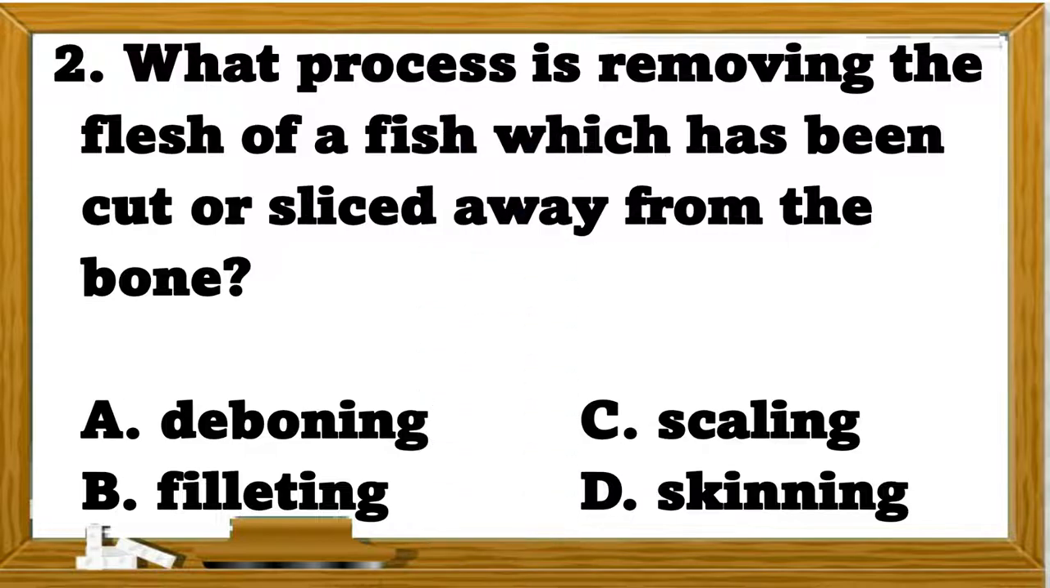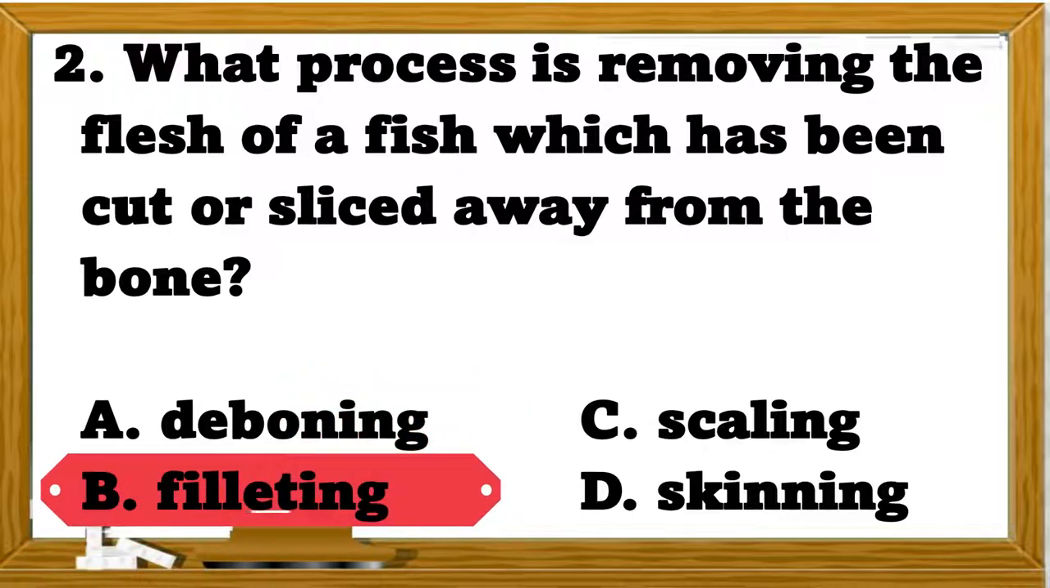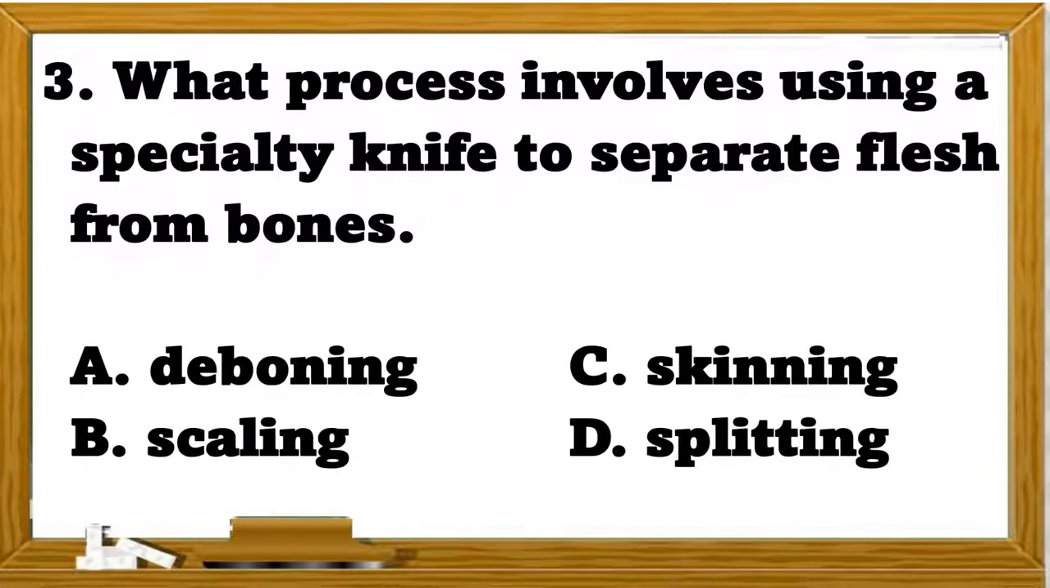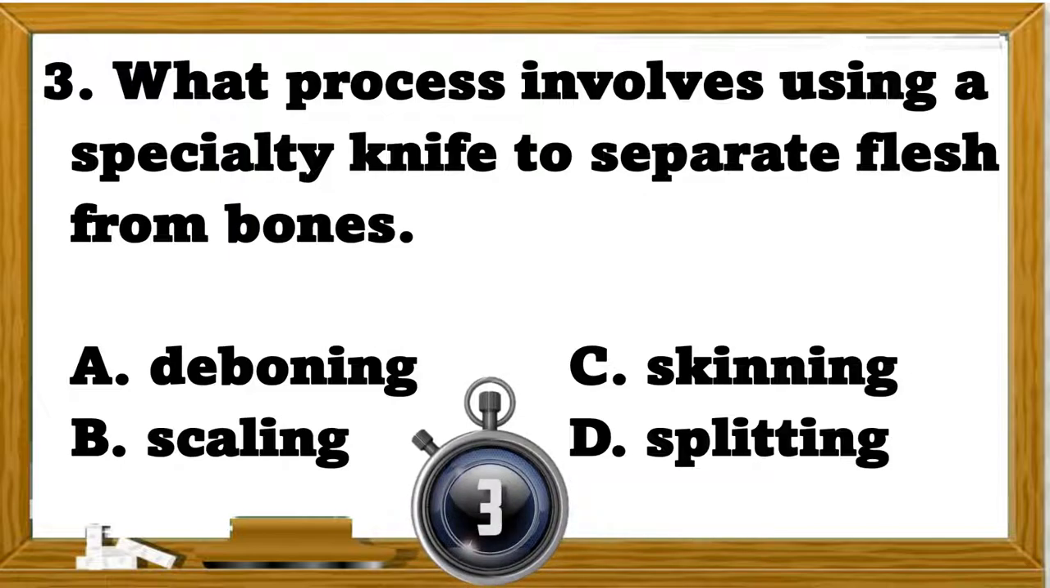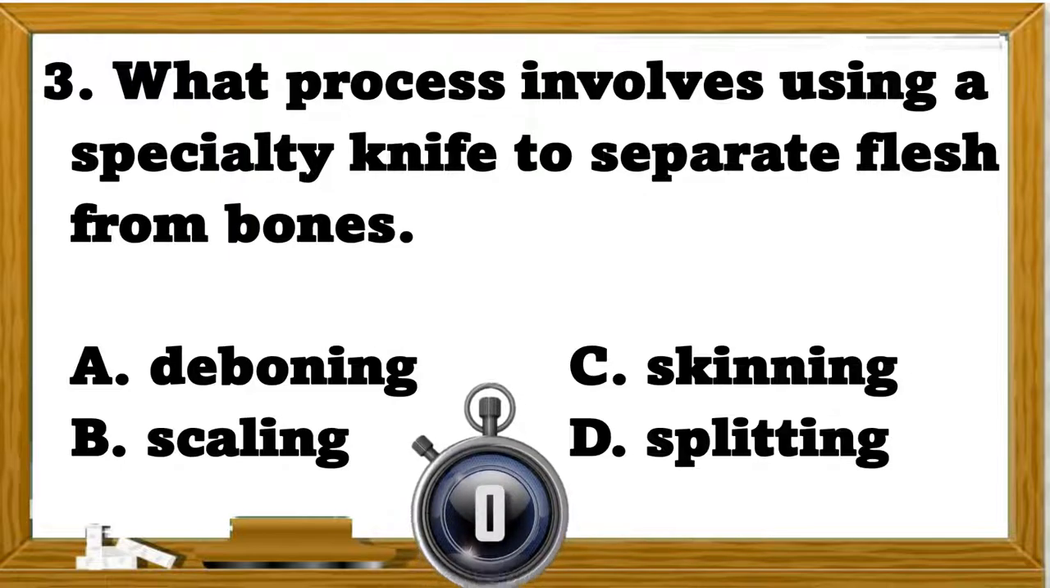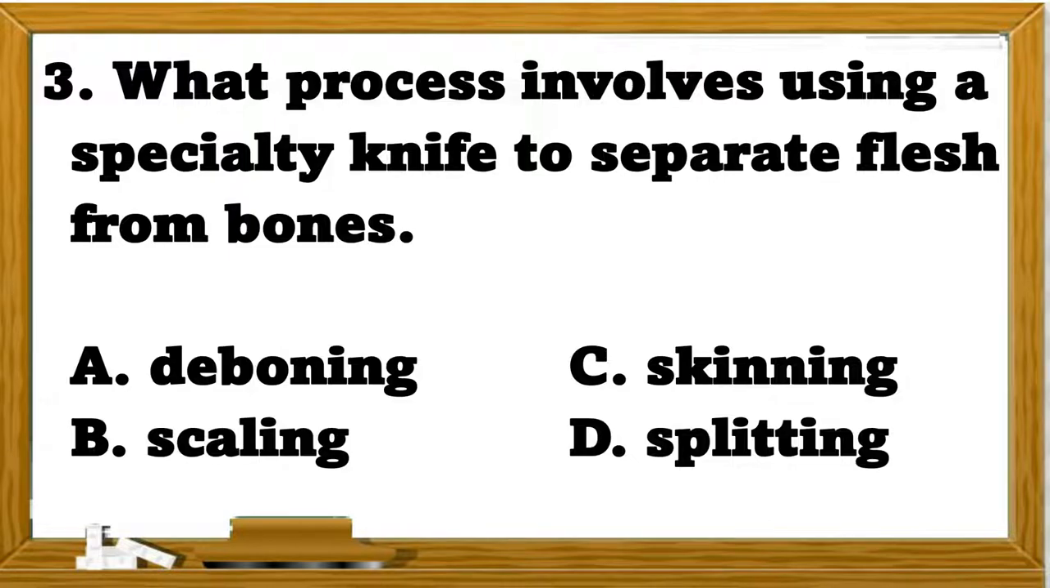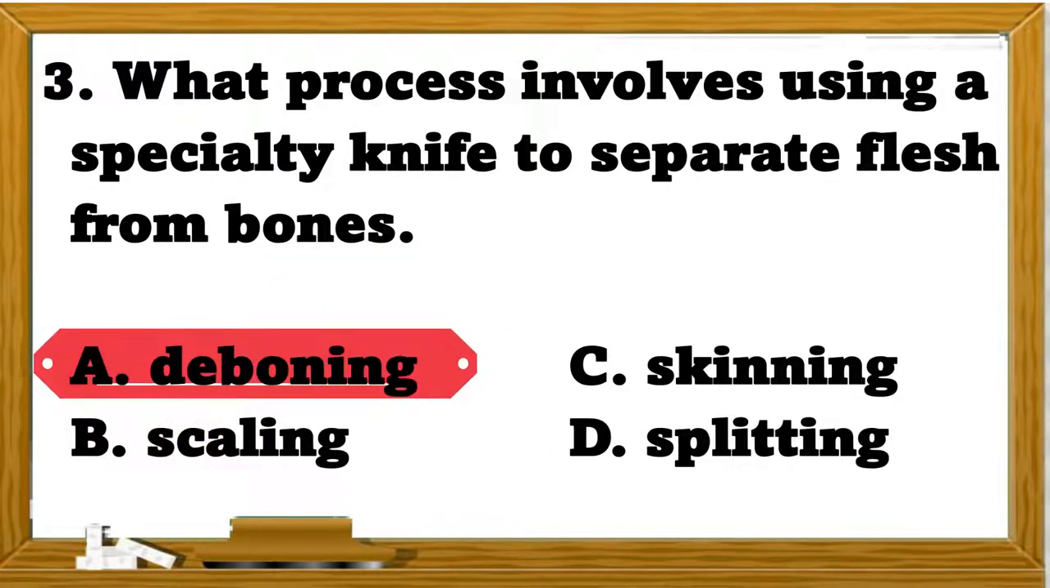If you answered letter B, filleting, then you are correct. Number 3. What process involves using a specialty knife to separate flesh from bones? Is it A. deboning, B. scaling, C. skinning, or D. splitting? You're right if your answer is letter A, deboning.